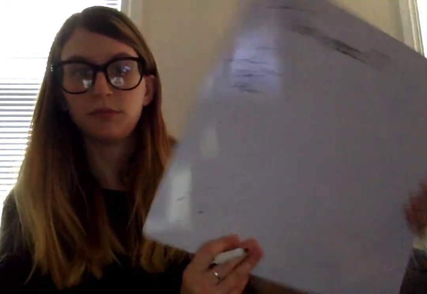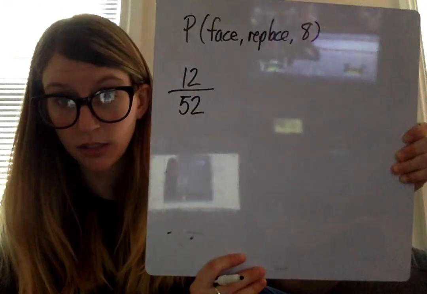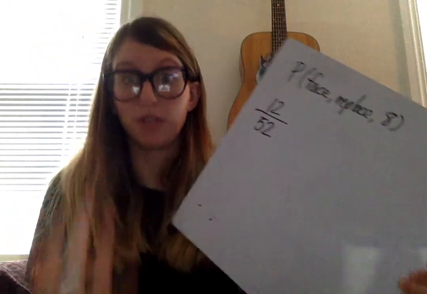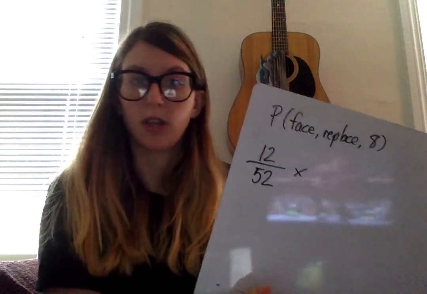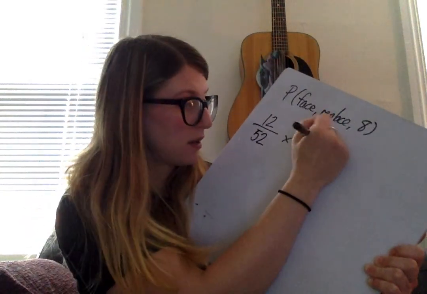All right, so let's do face, replace, 8. So we got a face card, replace, and then just an 8. What are the chances of that happening? Okay. So face cards, we said there's 12 out of 52. If I'm replacing it, then it stays 52, right? There's 4 8s.